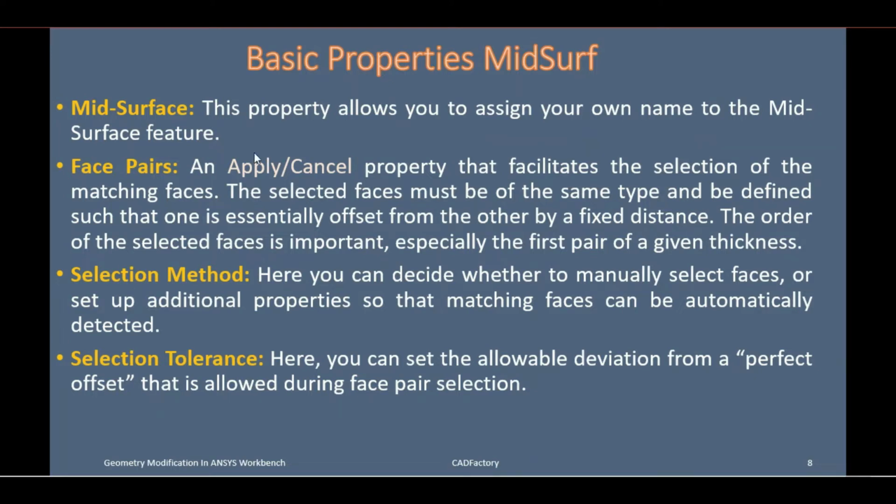The second property is face pairs. This is an apply/cancel property that facilitates the selection of the matching faces. When you click on face pairs, you will find two buttons, apply and cancel. Here we have to select the face pairs. The selected face pair faces must be of the same type and be defined such that one is essentially offset from the other by a fixed distance. So we have to select two faces which have a fixed distance from one another.